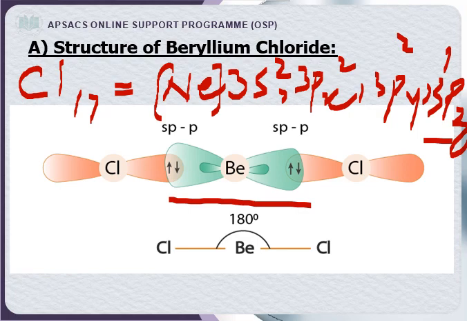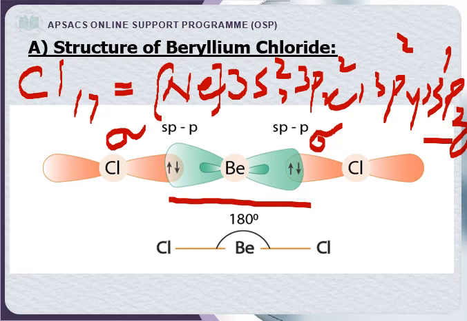Here it is given, the p orbital of chlorine with the dumbbell shape overlaps with the sp hybrid orbital of beryllium to form a sigma bond. On the other side, the same is done. The p orbital of chlorine overlaps with the central beryllium's sp hybrid orbital to produce a sigma bond.